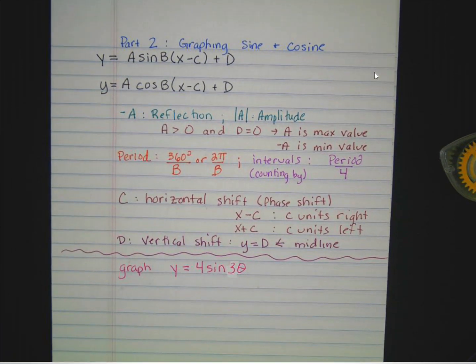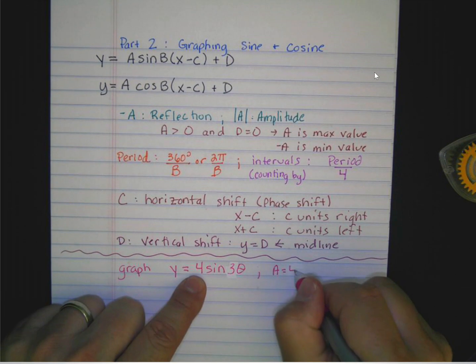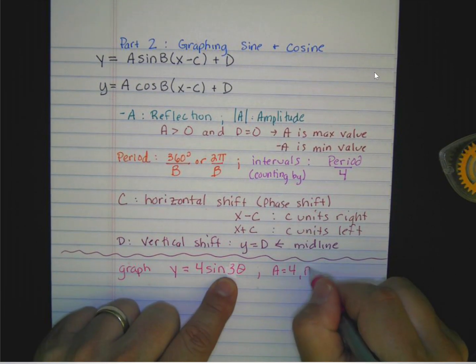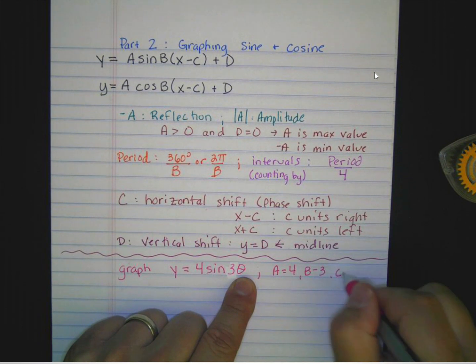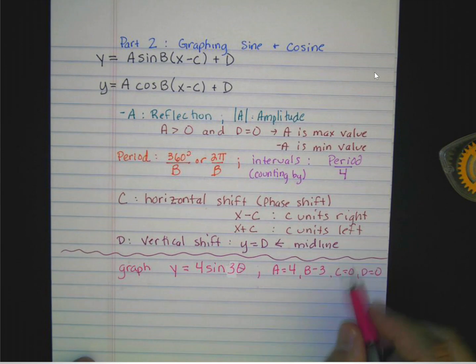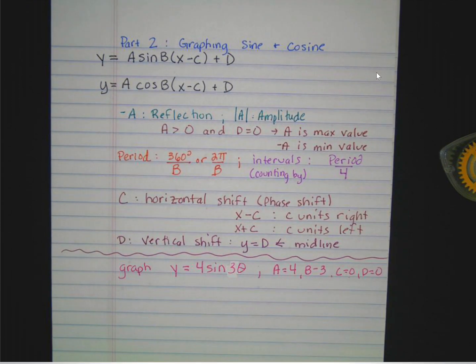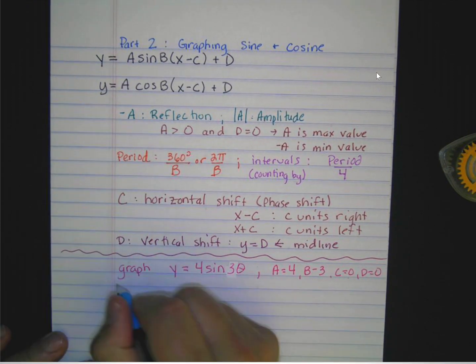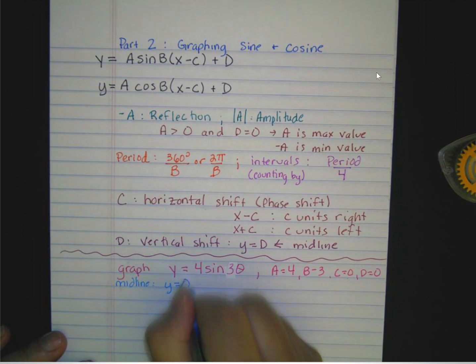Okay? So first of all, you know by now, I'm going to write out what A, B, C, and D are. A is 4. B is 3. Nothing in parentheses with that, so C is 0. D is 0. What that tells me right here is I have no phase shift and no midline change. So my midline is going to stay y equals 0, which is my x-axis. Matter of fact, we'll start with that. So my midline, because that's the middle, is y equals 0.